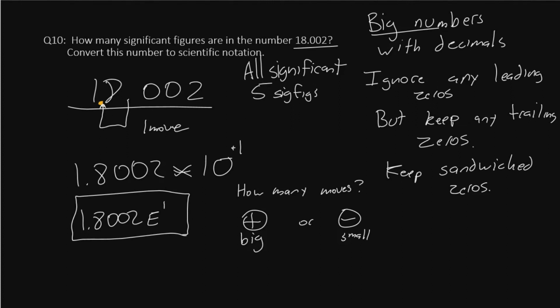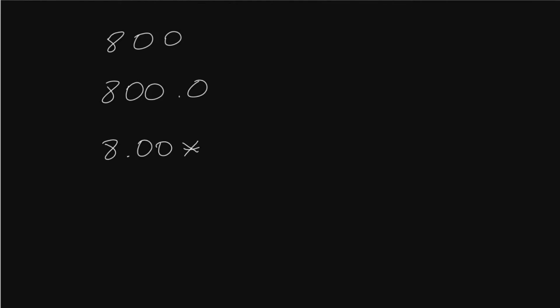All right. So I want to do one more example. Here's an example that has the same number 3 times in a row, but written differently: 800, 800.0, and 8.00 times 10 to the second. All 3 of these numbers are the same, but they have different numbers of significant figures.